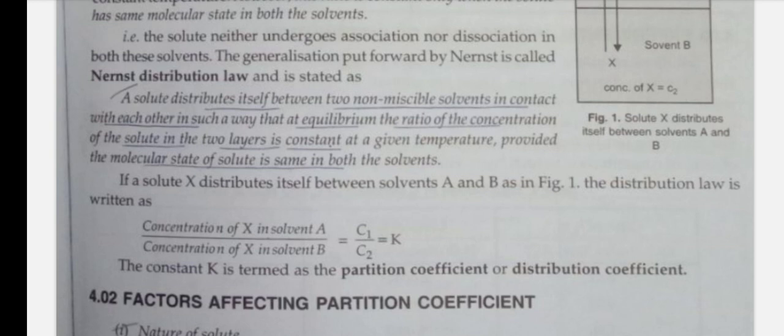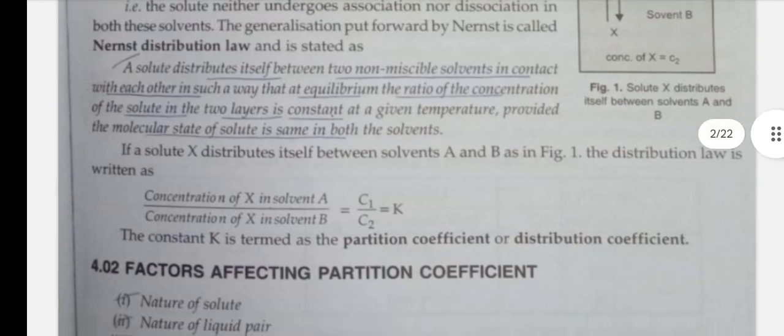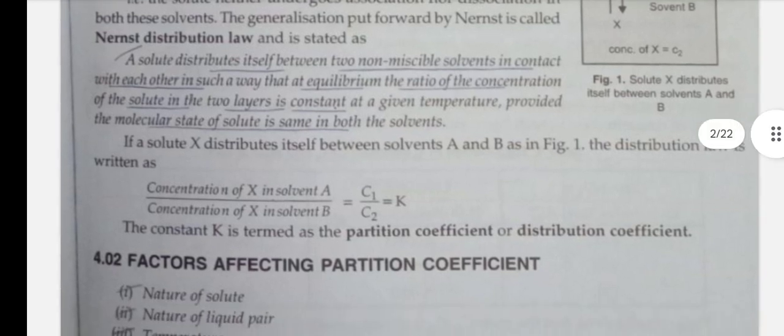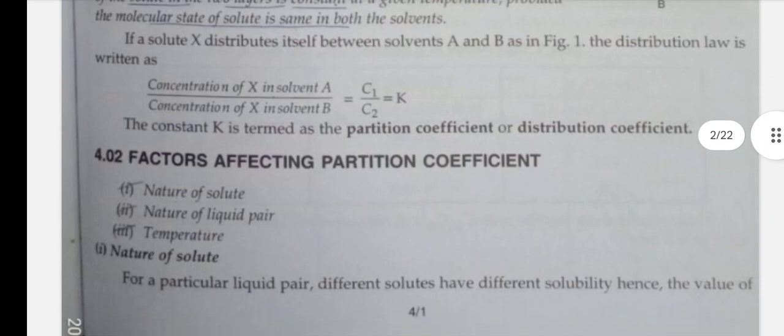The generalization put forward by Nernst is called Nernst distribution law and is stated as: a solute distributes itself between two non-miscible solvents in contact with each other in such a way that at equilibrium the ratio of the concentration of the solute in the two layers is constant at a given temperature, provided the molecular state of solute is the same in both the solvents.